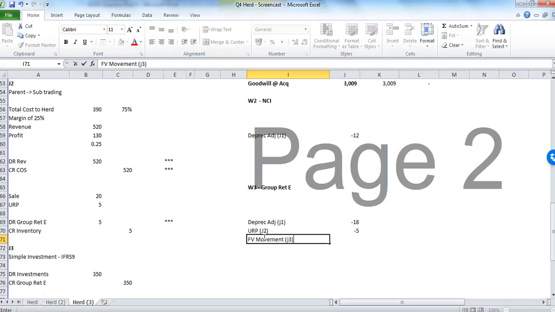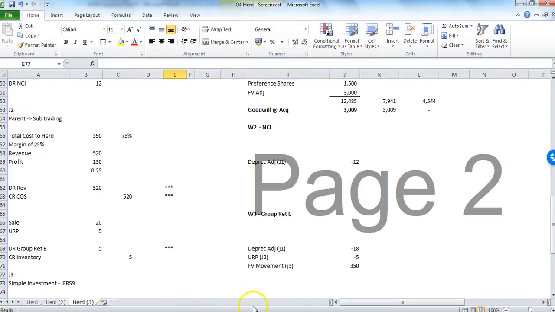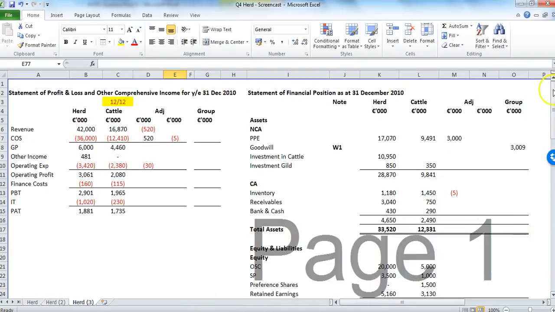Reference journal 3, and that is 350. And I'm also going to increase the element in my SPLOCI by 350 as well. So whether you want to keep that as a separate line item, or I'm just going to put it into operating expenses. You may want to put it into operating income, and that's fine, just to be consistent with the solution. And don't forget to increase the investment.